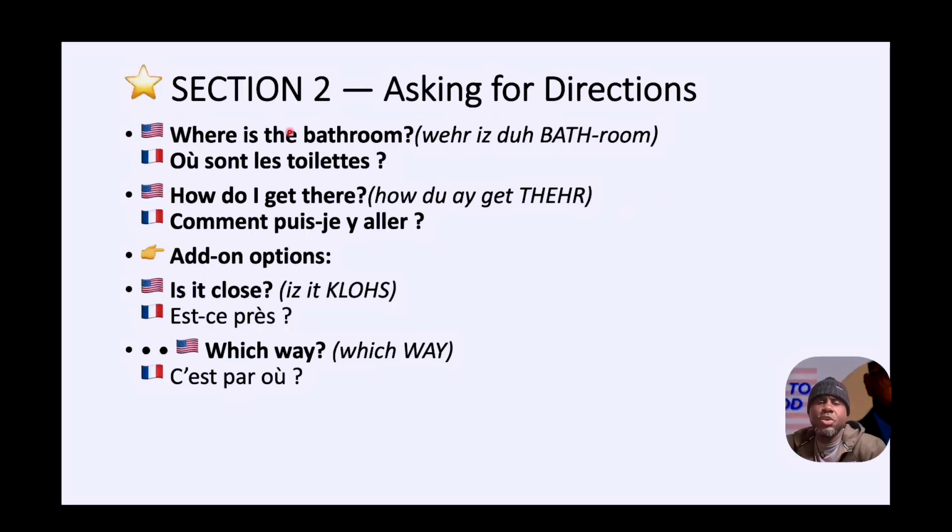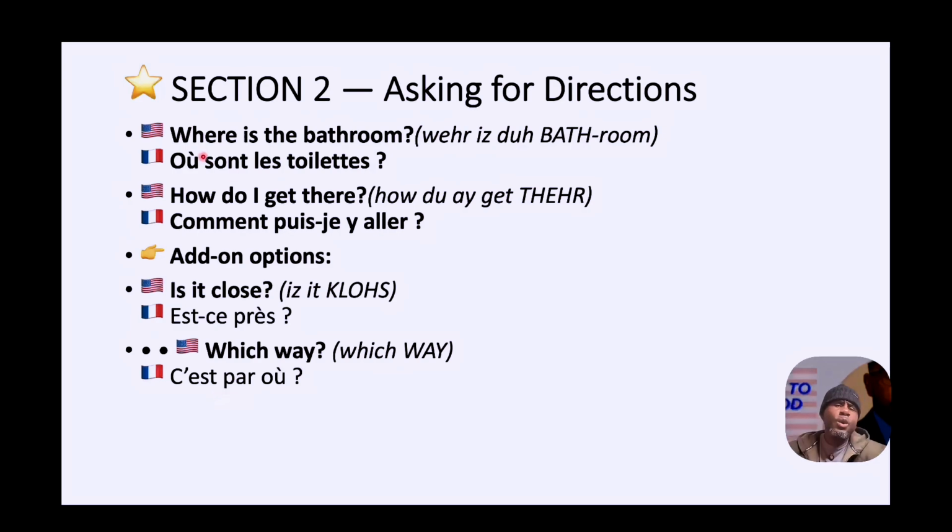Next, we have section 2, which is asking for directions. Where is the bathroom? Où sont les toilettes? How do I get there? Comment puis-je y aller? Is it close? Est-ce prêt? Which way? C'est par où?